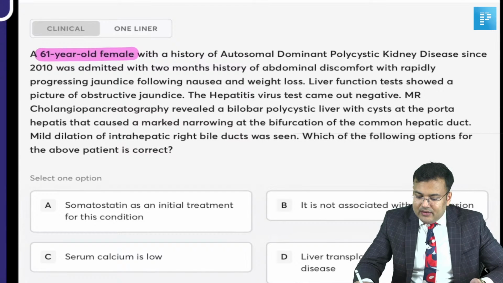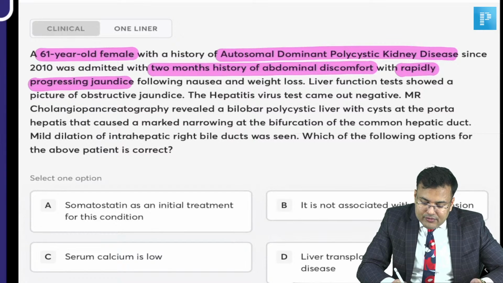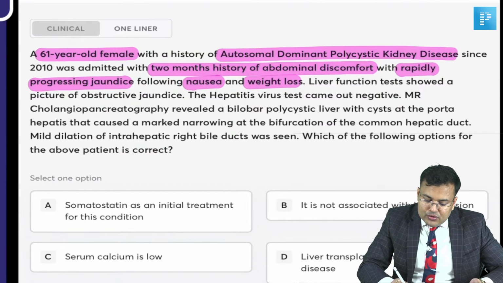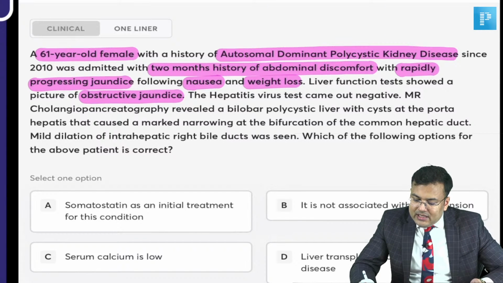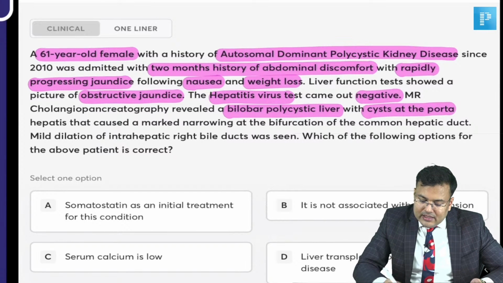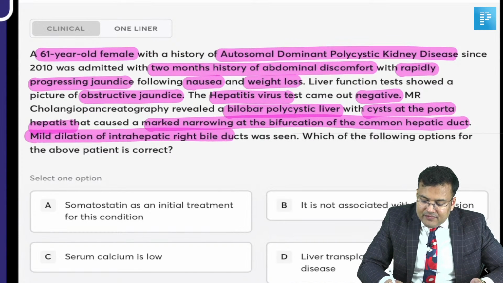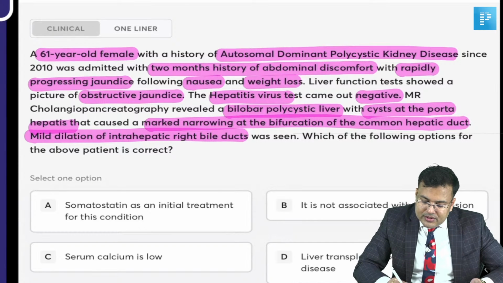A 61-year-old female, history of ADPKD since 2010. Admitted with 2 months history of abdominal discomfort, rapidly progressive jaundice following nausea and weight loss. Liver function test shows obstructive jaundice. Hepatitis virus was negative. MR cholangiography: there is bilobar polycystic liver and a cyst at the porta hepatis that caused marked narrowing of the bifurcation of the common hepatic duct. There was mild dilatation of the intrahepatic duct. Which of the following options for the patient is correct?